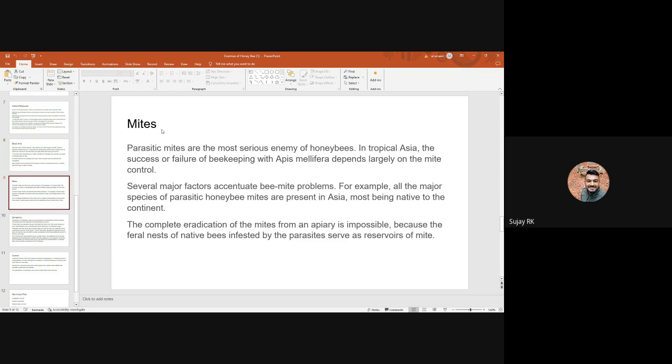Some of the major species of parasitic honeybee mites are present in Asia, and most are native to this Asian continent. Complete eradication is not possible because feral nests of native bees infested by parasites serve as reservoirs for the mite. So we should be very careful. Once we get to know by physical appearance that there is an infestation, it is better to physically remove or destroy those honeybees so that further infestation does not occur. Next.